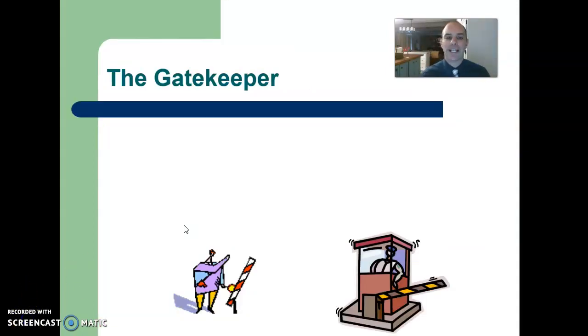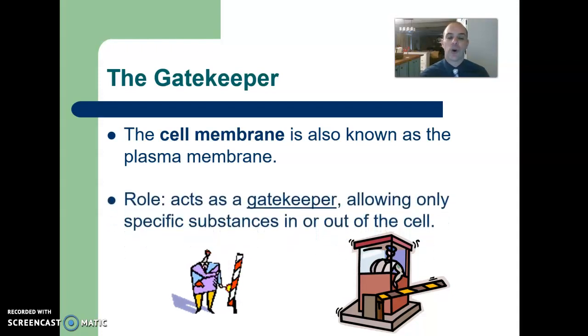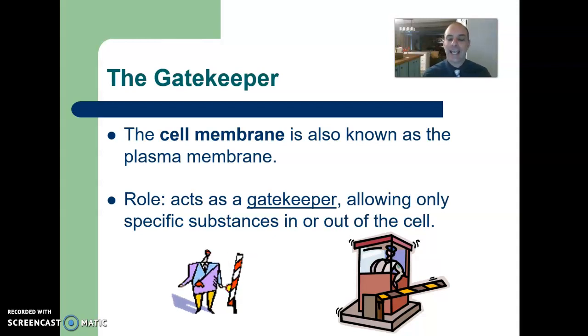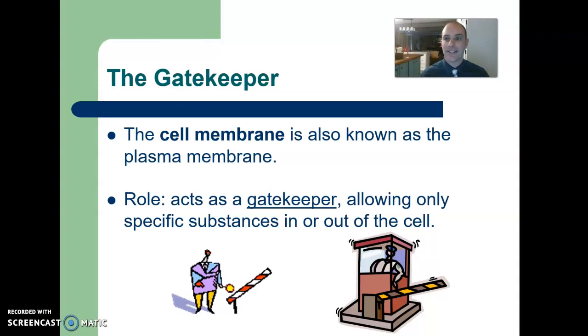Okay, the cell membrane is called the gatekeeper. That's a nickname that often accompanies the cell membrane. It's also known as the plasma membrane, like we said. And its role is to act as a gatekeeper, meaning only allowing things in and out that the cell wants in it. Specific substances can pass through and pass out. Not everything gets in the cell membrane, and not everything gets out. So we'll go over how that works.